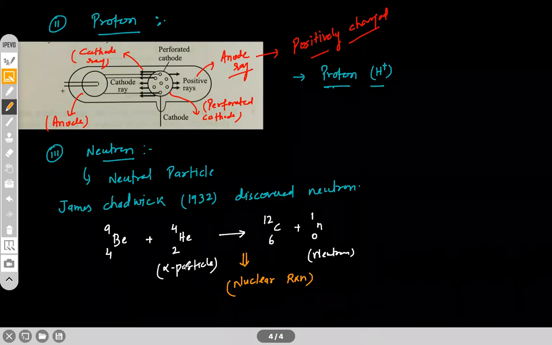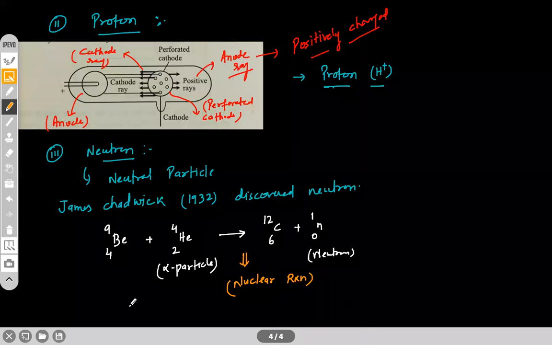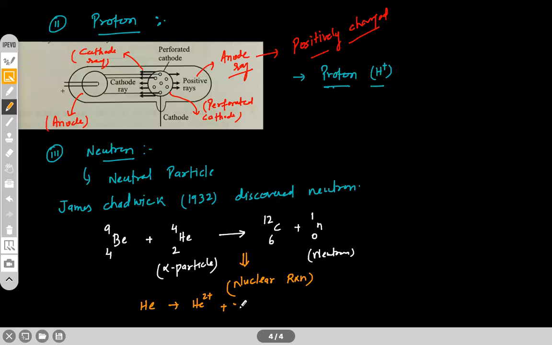Yes, alpha particle is He2+. Alpha particle is He2+, that generates from helium only. That's why we have written helium over there to make you understand. So actually what happens, this helium converts into He2+ plus 2 electrons. So this is actually the alpha particle which comes out from this. And to write down the reaction, we use this one because it generates from this.